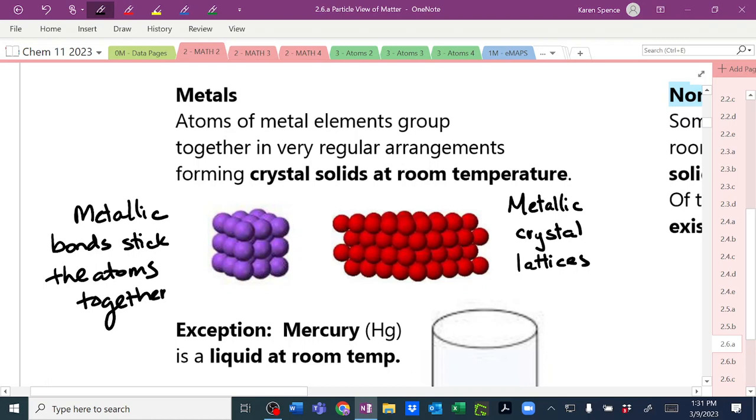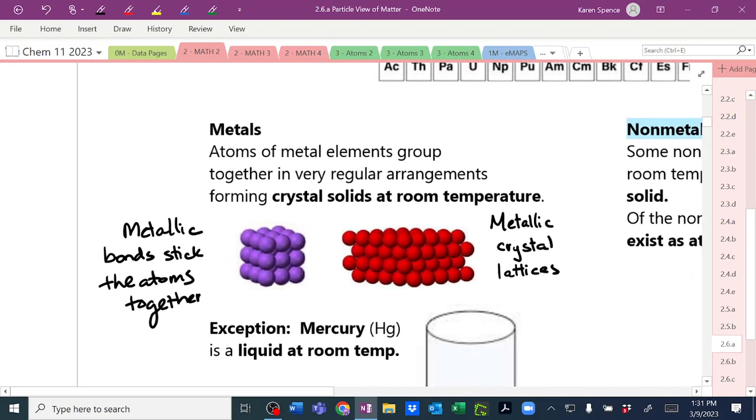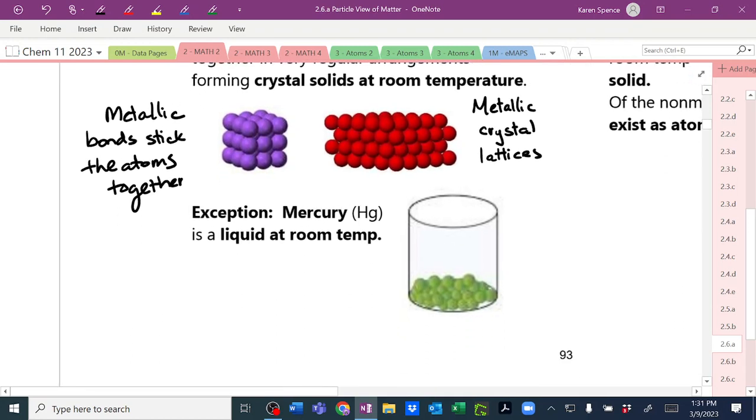Something has to stick atoms together. In an ionic compound, it's an ionic bond. In a covalent compound, it's a covalent bond, but when you have a metal and a metal, you have a metallic bond. There is an exception. Mercury is a liquid at room temperature, which you're probably familiar with. Did you guys know that? Mercury is a liquid at room temperature. But it is still those atoms, even though they can flow past one another, which is what makes it a liquid, they're still stuck together by metallic bonds.